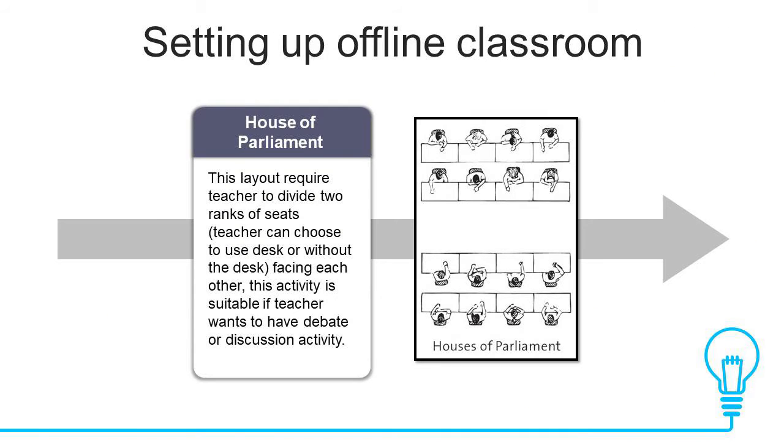Setting up offline classroom. The first is House of Parliament. This layout requires the teacher to divide the seats into two ranks. The teacher can choose to use desks or no desks, facing each other. This activity is suitable if the teacher wants to have a debate or discussion activity.